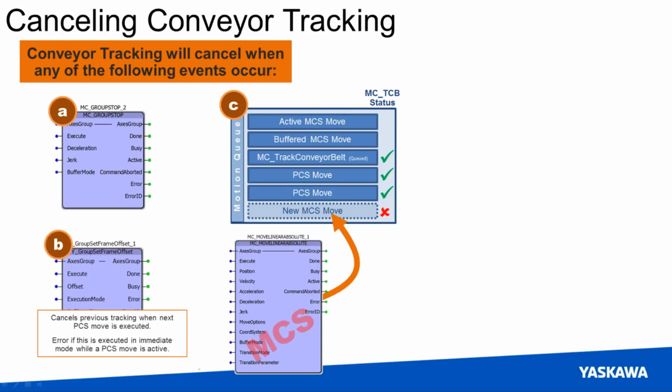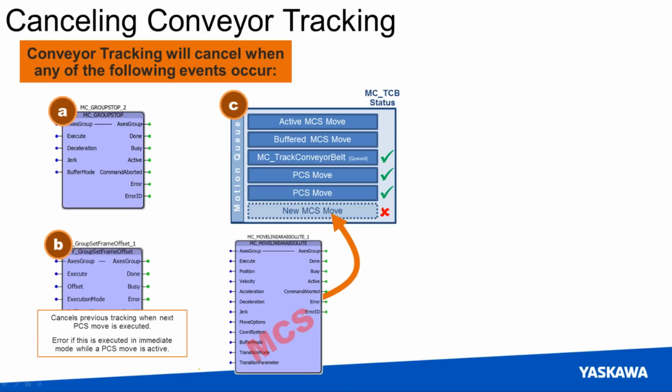So as we go down this motion queue, I'm going to complete my 2 MCS moves. I am going to start conveyor tracking, and then my mechanism will be moving along with the x-axis of the conveyor belt. I can do a couple PCS moves, maybe to pick up a part. But as soon as I command a new MCS move, a move in the machine coordinate system, it will break the relationship between the mechanism and the conveyor belt. So an MCS move, when track conveyor belt is active, will cancel the conveyor tracking.